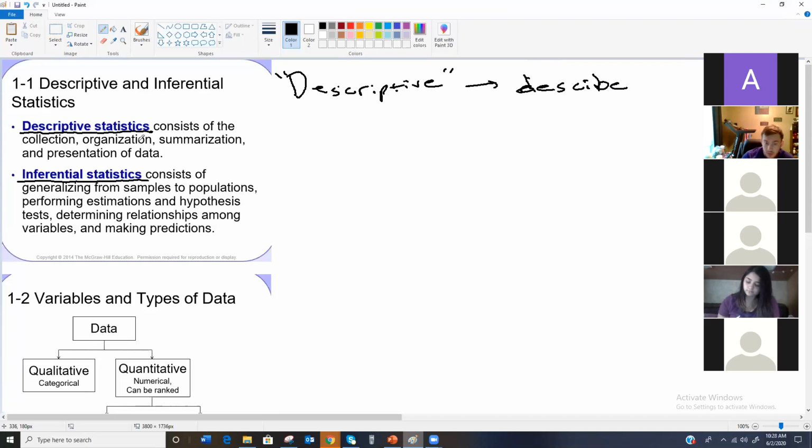It is the collection, organization, summarization, and presentation. It stops at that point. It doesn't go on and make any kind of determination of relationships. It doesn't predict anything. It doesn't estimate. It just describes what was collected. So in descriptive statistics, you do your collection from your sample, you organize it, you summarize it, you may present it, but you stop at that point. So you stop at the describing part. Might help if I spell this word right.